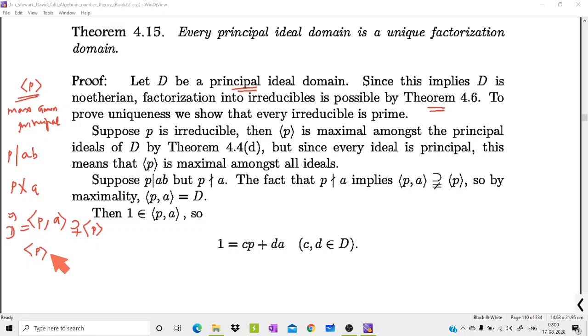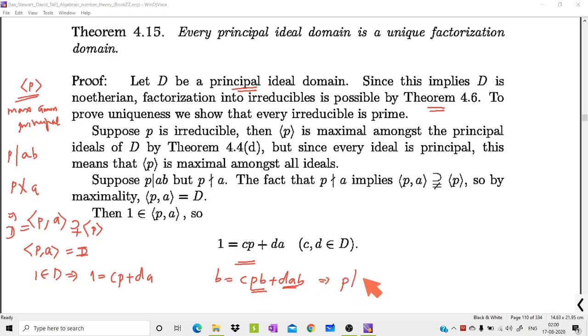Now we have that the ideal generated by P and A is equal to D itself. Then this shows that 1 is an element of D, which implies 1 can be written as Cp plus Da. Okay, that is the statement. Now we have B equal to Cpb plus Dab by multiplying B on both sides. But our assumption is P divides AB, so P divides this term and P divides this. So P divides the right side, consequently P divides B.